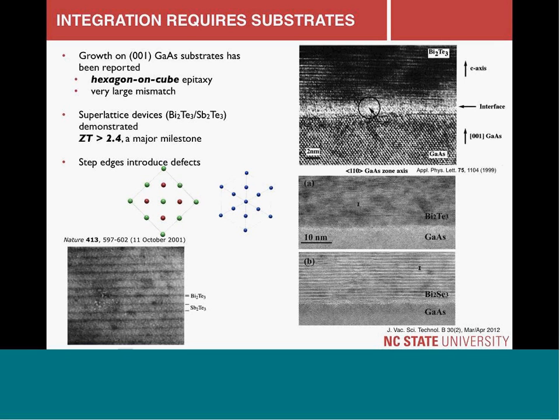So samples have also been grown epitaxially on 001 gallium arsenide. This is this hexagonal epitaxy. It should not really be possible to get this level of epitaxy, the nearly perfect epitaxy. You can't see it here because this is HRTEM. I'll show you in a minute. But superlattices of devices, and their ZT, this thermoelectric figure of merit, how good it is, is greater than 2.4. Normally that's around 1.